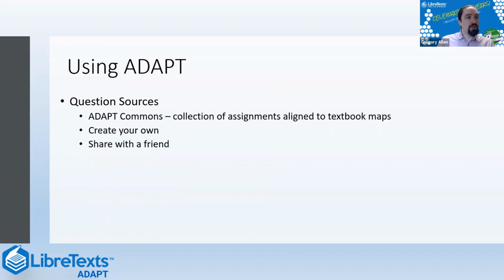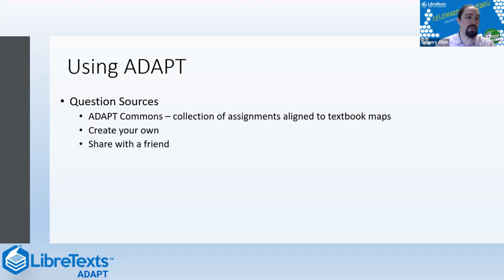And so where do these questions come from? Where the questions come from maybe depends on what discipline or what library you're interacting with. But there is the ADAPT Commons, and this is a collection of assignments that are usually aligned to textbook maps. So for example, in chemistry, there's the OpenStax chemistry textbook, and there are questions for each section. I can pull up chapter 1 from the OpenStax textbook, and I can use those questions and integrate them into my course.